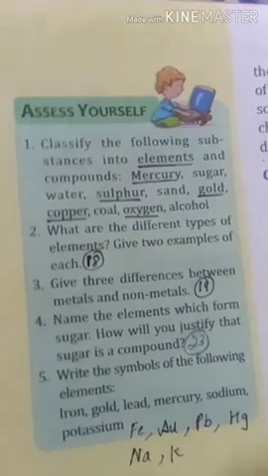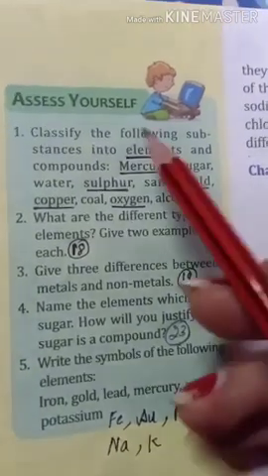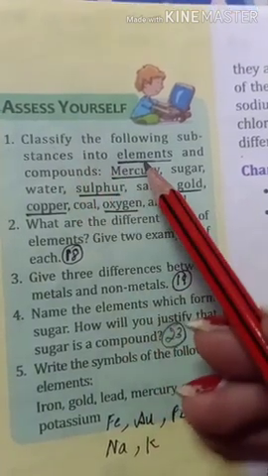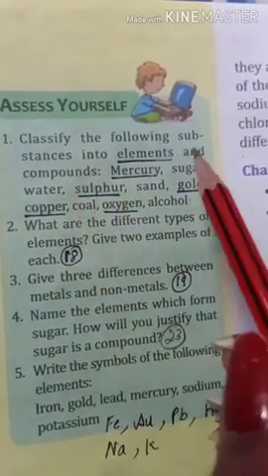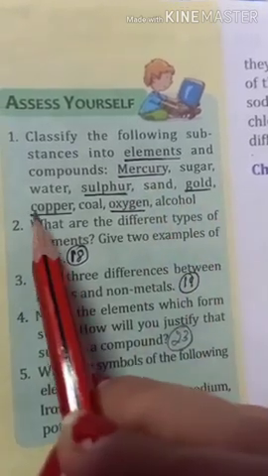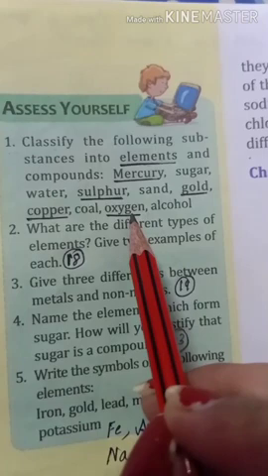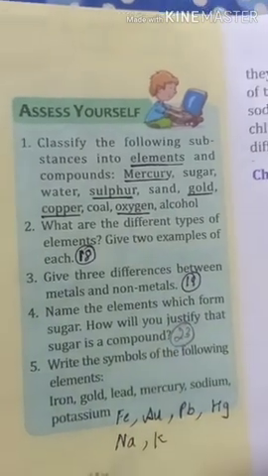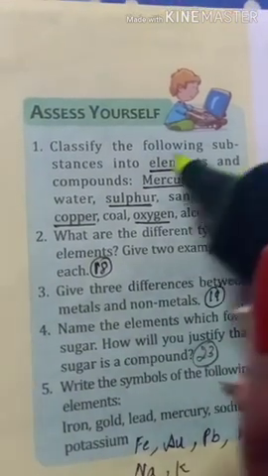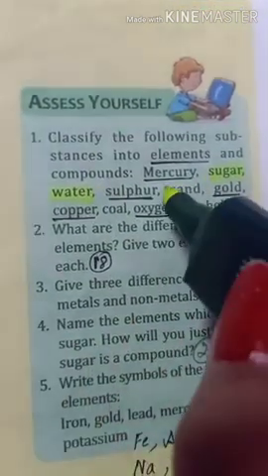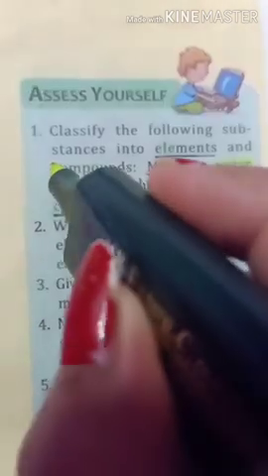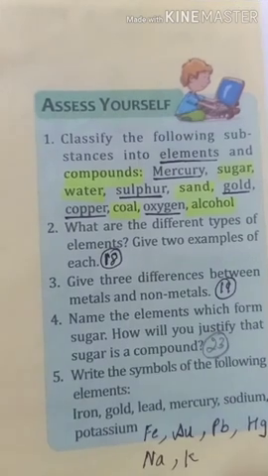Next, we have few questions to assess our knowledge. First question, classify the following substances into elements and compounds. Underline, mercury, sulfur, gold, copper and oxygen. All are elements, while sugar, underline sugar, then water, sand, coal and alcohol, all are compounds.